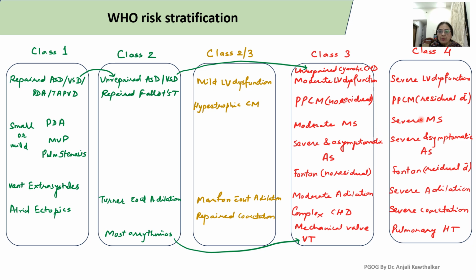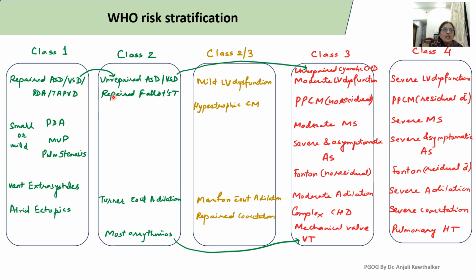So like this we can remember also. Peripartum cardiomyopathy with no residual disease is class 3, with residual disease it will be class 4. Moderate aortic dilation class 3, severe aortic dilation will be class 4. Then what else is additional here is unrepaired cyanotic congenital heart disease, which is class 3. Ventricular tachycardia is class 3, and mechanical valve is also class 3, and any complex congenital heart disease also class 3. Like that we can remember the various conditions. Severe coarctation of aorta will go to class 4.